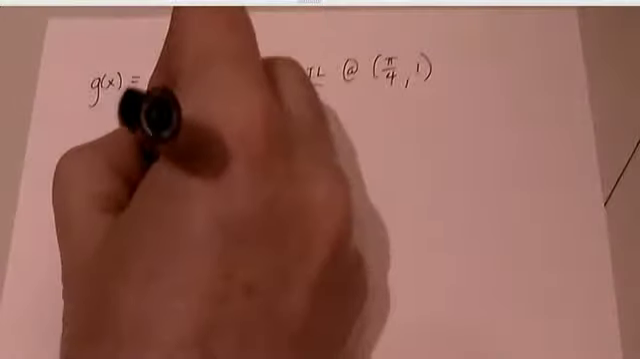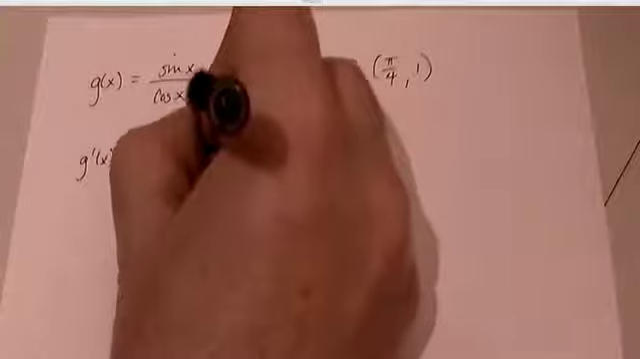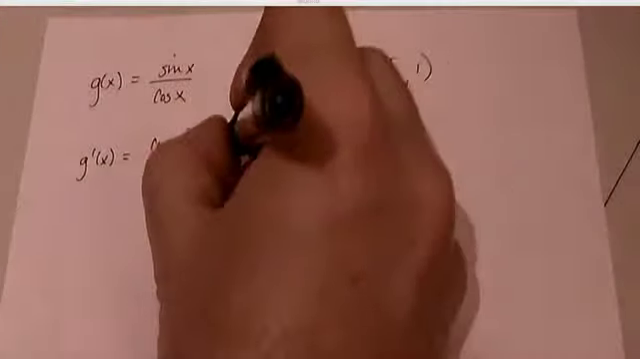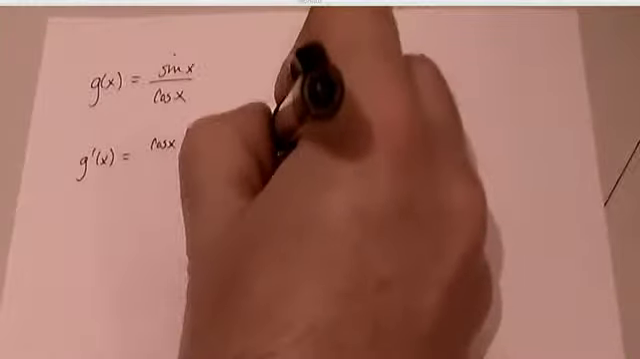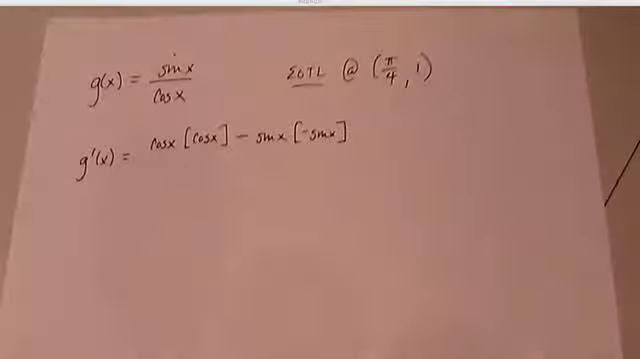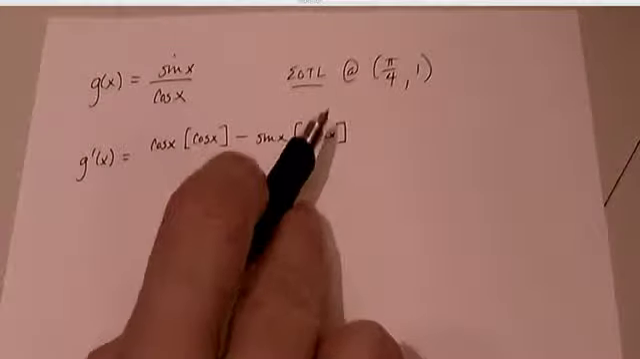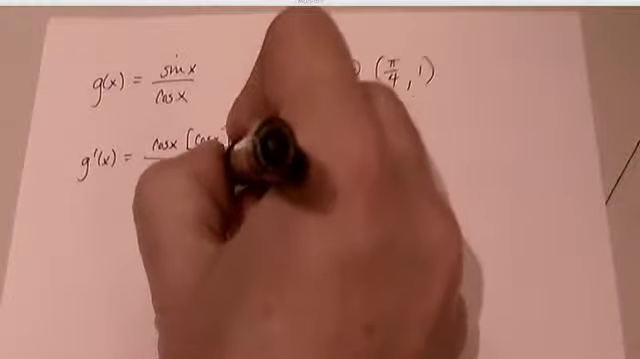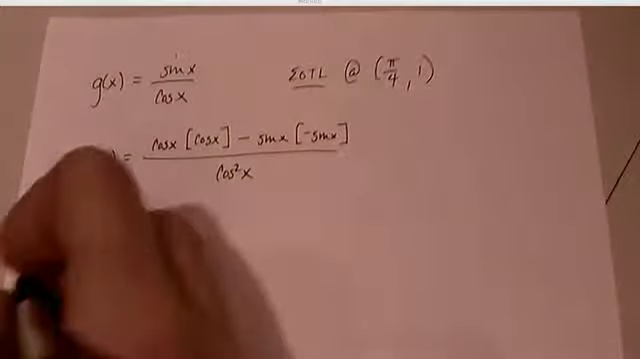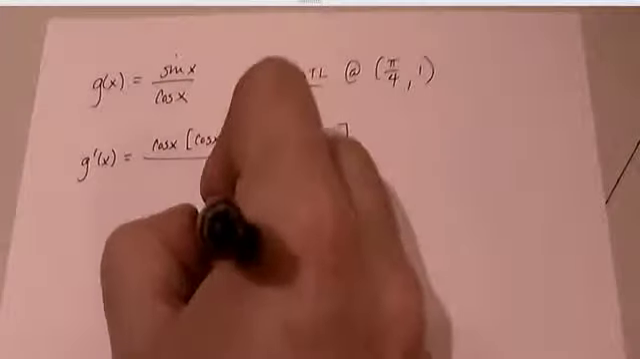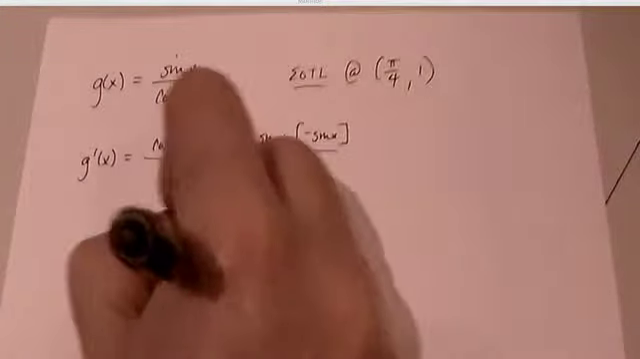Now I needed the bottom times the derivative of the top, okay? And I need the top times the derivative of the bottom, and remember the derivative of cosine is not sine but negative sine, all of that over cosine squared. Well, let's go ahead and clean that up and see what we can make of it.